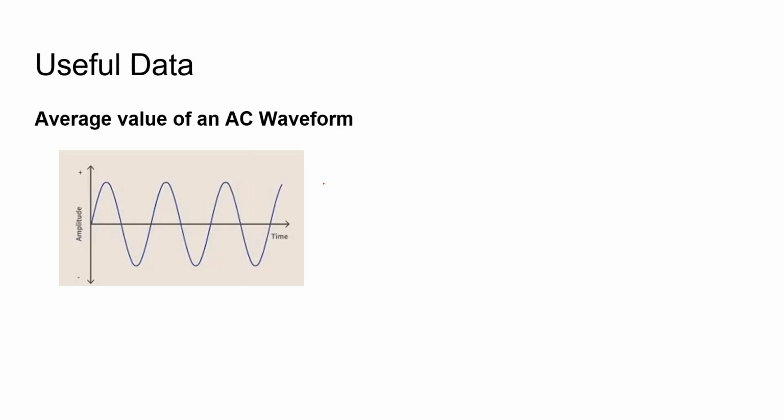In order to solve this problem, we need to know the method to find out the average value of a given AC waveform. Consider this waveform. It has a peak voltage of, let us say, Vm. The instantaneous voltage is given by Vm sin omega t, where omega is the angular frequency of this signal. The average value of this would be 1 divided by the time period, integrating from the limit 0 to time period, V of t d omega t.